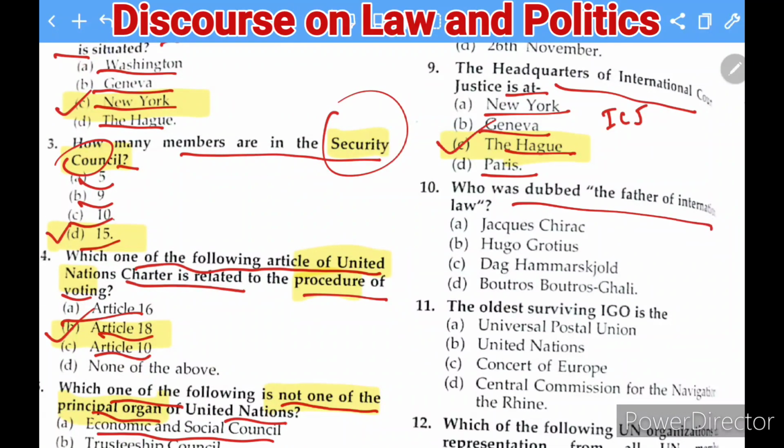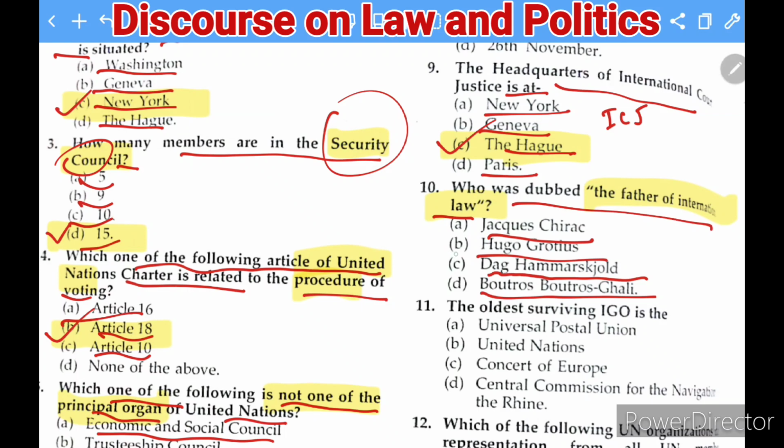Moving to the next question. Who is dubbed the father of international law? That means who is being called the father of international law? The options given here are Jacques Chirac, Hugo Grotius, Dag Hammarskjöld, Boutros Ghali. This is how we pronounce it in India. So who is the father of international law? Just give your answer. These are questions which have been asked mostly in the UP Prelims, so please solve them because it may help you in your examination also.